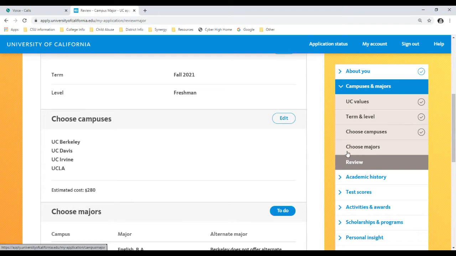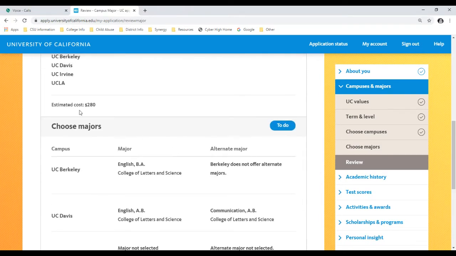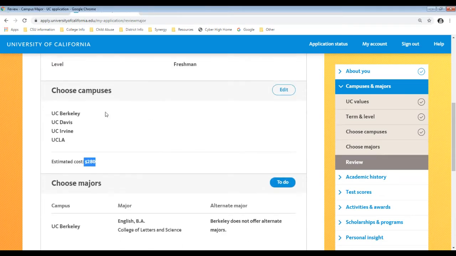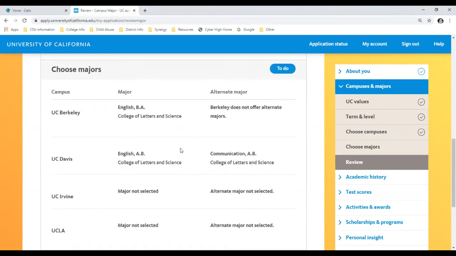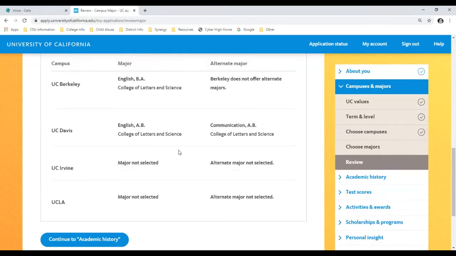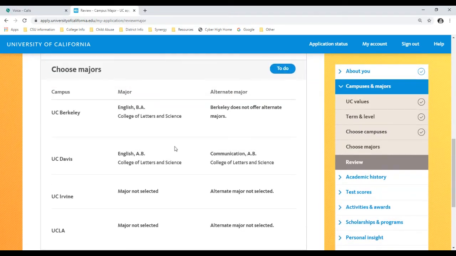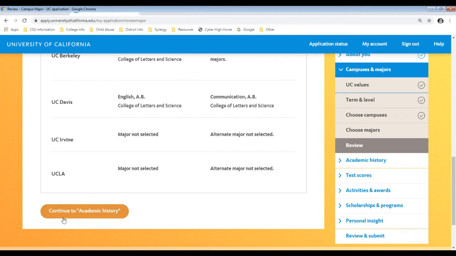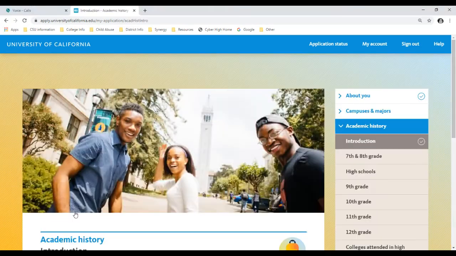Okay, so as you can see, choose majors is not checked off over here on the right because I didn't select majors for all the schools. I only did 2 of my schools. So estimated cost, if you don't qualify for a fee waiver, is $280 for these 4 applications. Okay, so as you can see, it gives you a little summary of the work that you did so far. And then you can continue. So I'm going to continue to academic history.